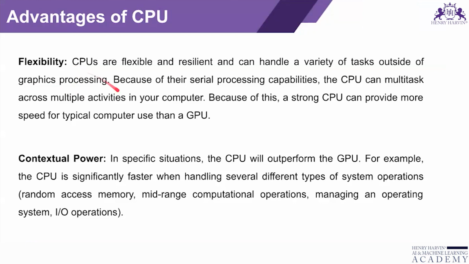We can understand this through serial processing capabilities. The CPU can multitask across multiple activities in your computer. Right now we have the browser open, Zoom software is running, my webcam is working, my audio is working. So in parallel, lots of processing is happening in the CPU. It is divided by priorities: which process or task should be high priority.